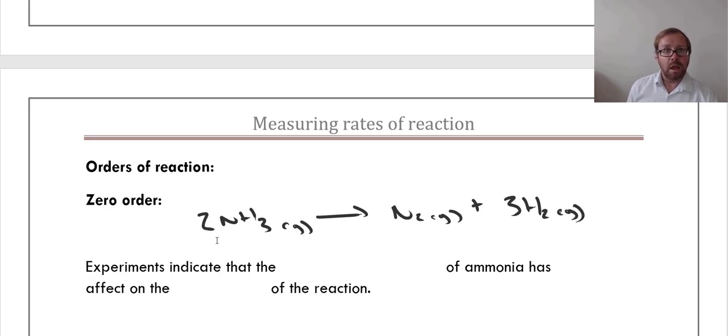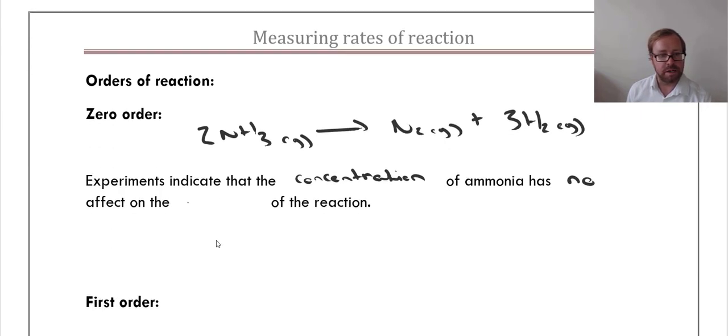This is determined experimentally, so we do some experiments, and the experiments indicate that the concentration of ammonia has no effect on the rate of the reaction. So no matter what I do to the concentration, I might double it, I might triple it, I might halve it, the rate of reaction doesn't change.